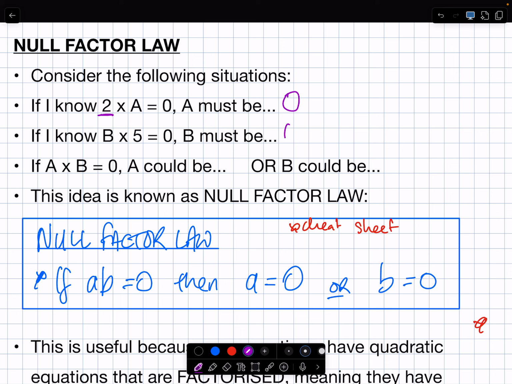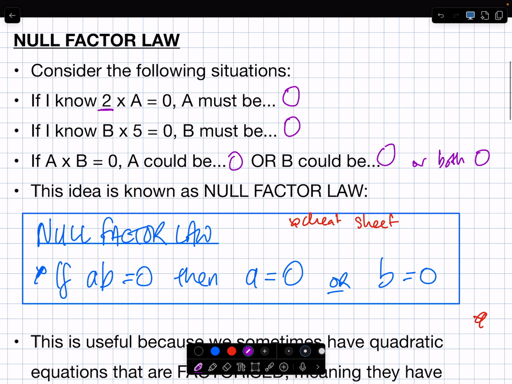If I know 5 times by B is equal to 0, what must B be? 0. Okay, here's one. If A times by B is equal to 0, A could be 0, or B could be 0, or there's one more option. Or both. Or any of them are 0.